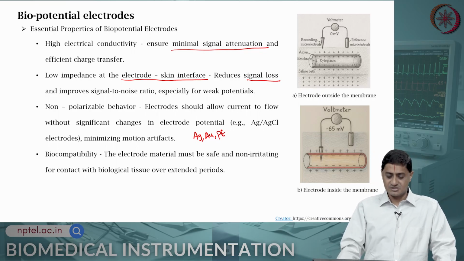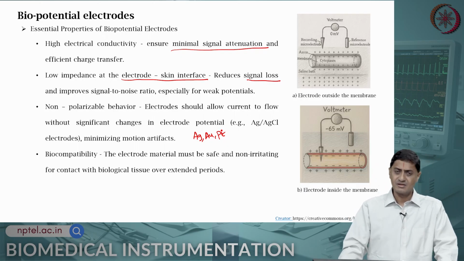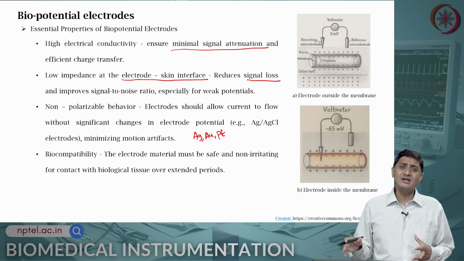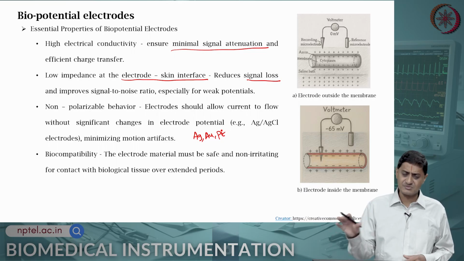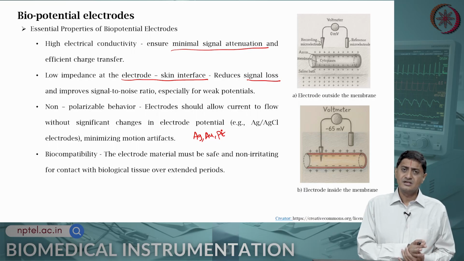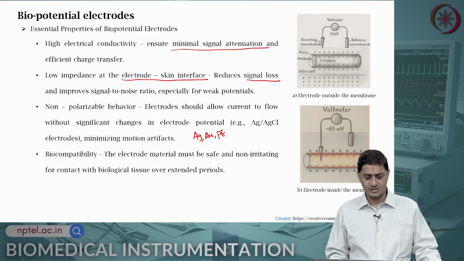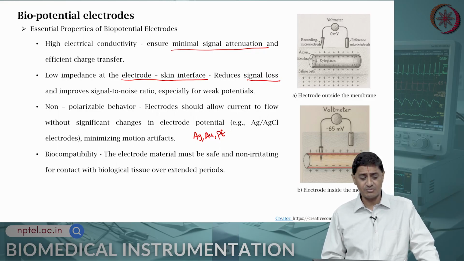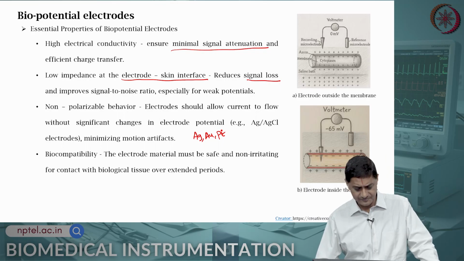So, the electrode material must be safe and non-irritating for contact with biological tissue. Sometimes the recordings may need to be made for several hours. For example, in an ICU setting, you may need to make this measurement for several hours. In such settings, it should not cause any abrasion or irritation or any kind of damage to the skin tissue. These are some of the requirements of the biopotential electrodes: high electrical conductivity, low impedance, as non-polarizable as possible, and biocompatibility.